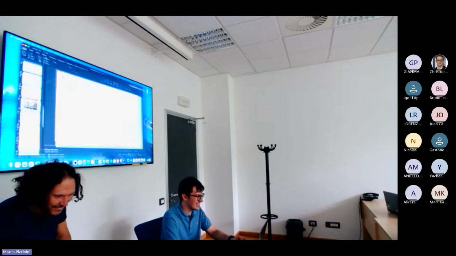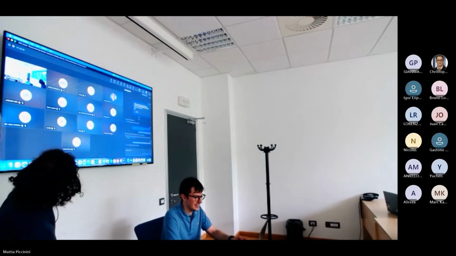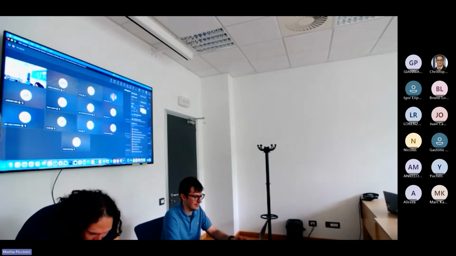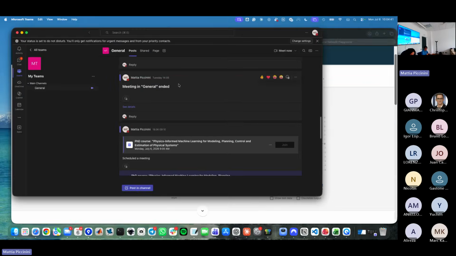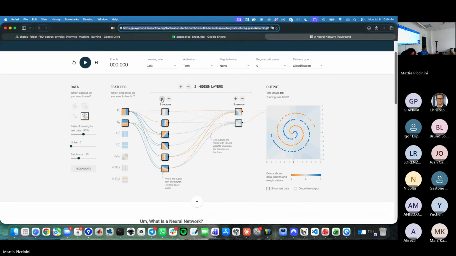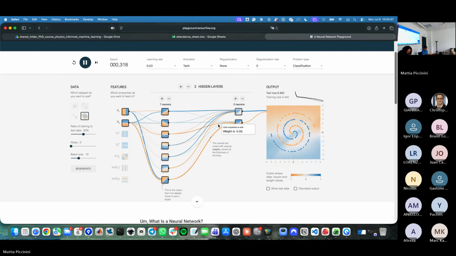But yeah, I will share the screen again. Otherwise, we can show that directly. It's funny because you can start playing. You can start adding neurons, see what happens. You need to click on play every time to actually train the model. And you see the results are not so satisfactory, right? At least with this type of data.